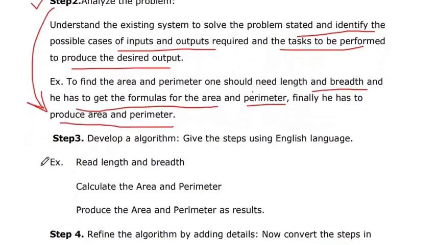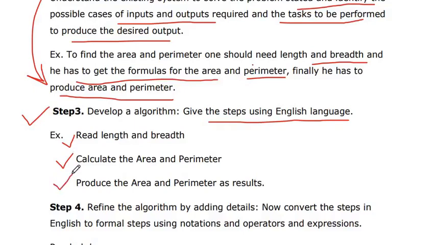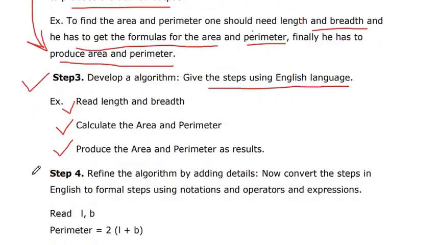Next, let us see the third step. Develop an algorithm. Give the steps using English language. Now, example. First step, read the length and breadth of the rectangle. Next, calculate the area of the rectangle and perimeter of the rectangle. Third step, produce the area and perimeter of the rectangle as results. Now, look here, the fourth step.